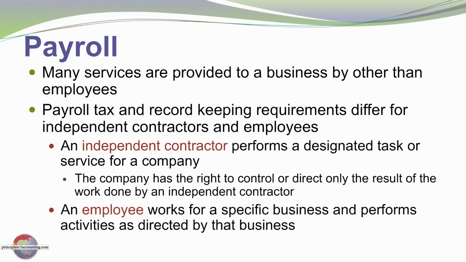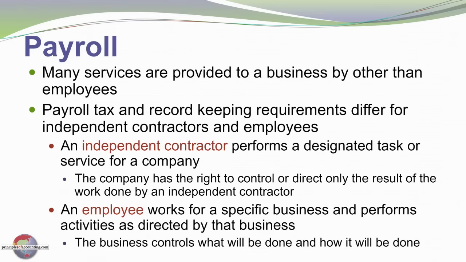Conversely, an employee works for a specific business and performs activities as directed by that business. The business controls what will be done and how it will be done. These subtle definitional differences between an independent contractor and employee are very important as they define the relationship between the company and the worker and who's responsible for various payroll tax obligations.